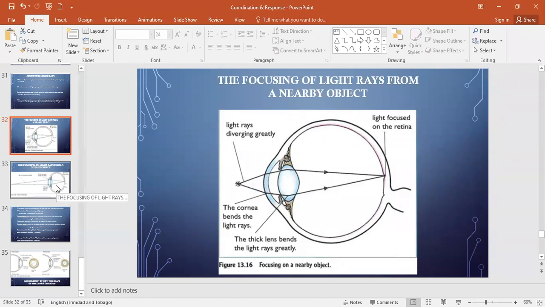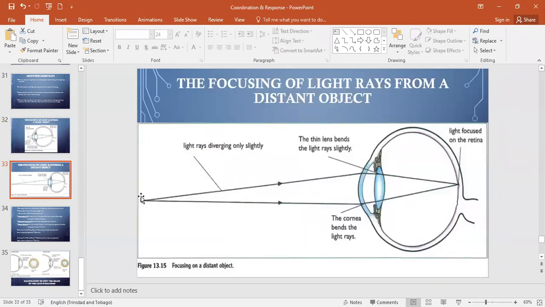But on the other hand, look at what happens when you are focused on a distant object now. All right, the object is here.